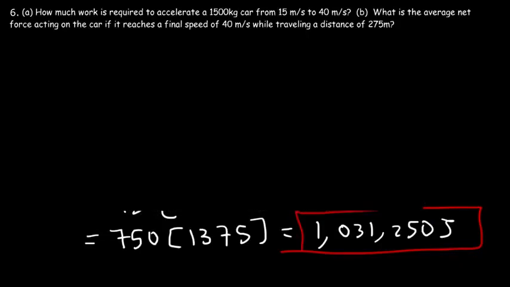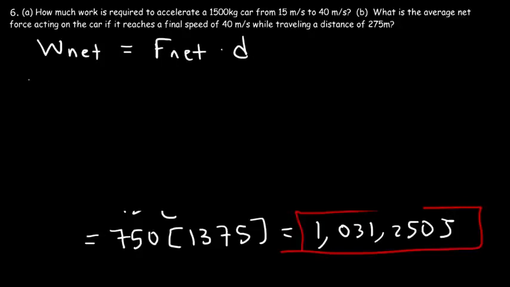What is the average net force acting on the car if it reaches a final speed of 40 meters per second while traveling a distance of 275 meters? So we know that the net work is equal to the net force times the displacement. Distance and displacement are the same if you have an object traveling in one direction, if it doesn't change direction.